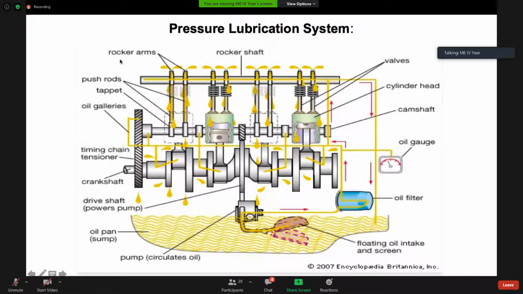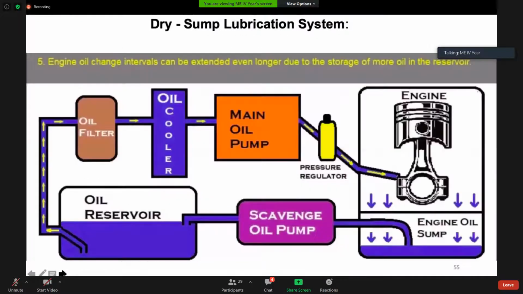These rods are your rocker arms that control your valve timings. You have here one oil gauge also that is used for regulating the pressure of the oil lubrication system. So this is the pressure lubrication system, very important from the examination point of view. So we have gone through a fast recap, and since we have discussed that diagram 2 to 3 times in the previous class, you should be able to explain it. Now, the dry sump lubrication system.